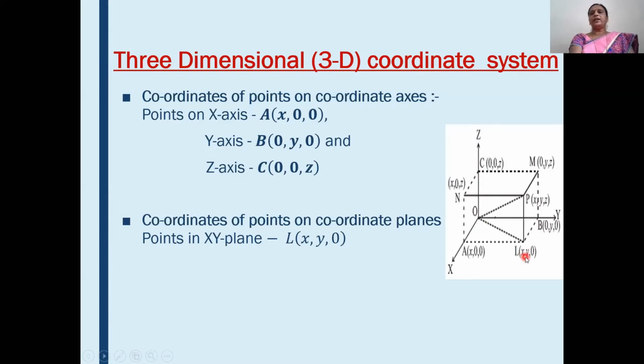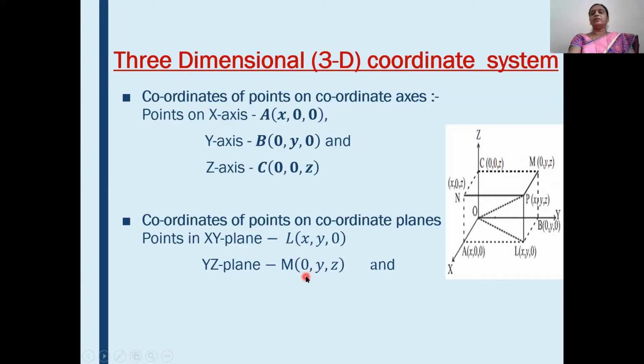Suppose this point L lies in the xy plane. See, this is the xy plane and point L lies in it. If a point lies in the xy plane, its z coordinate will be 0. And if a point lies in the yz plane, suppose this point M, then its x coordinate will be 0.